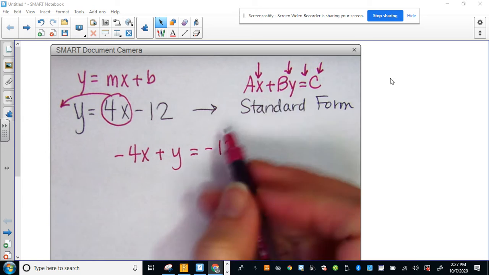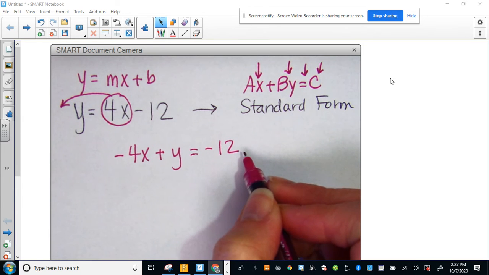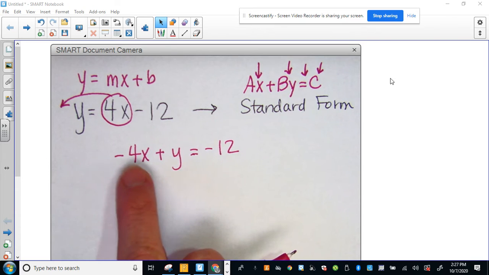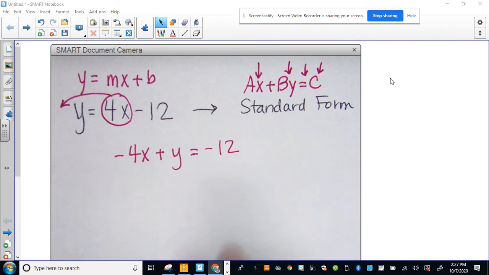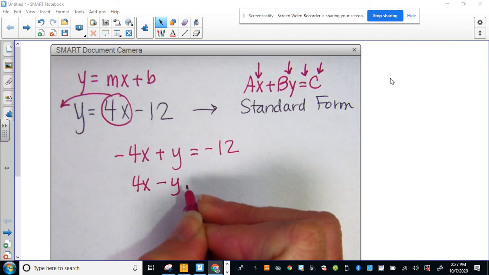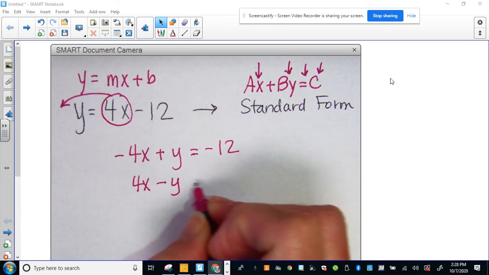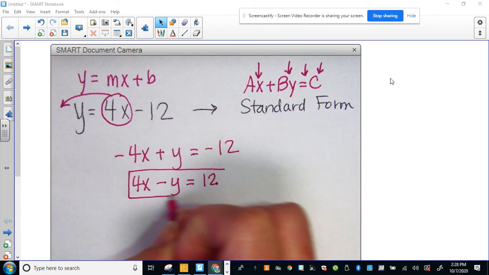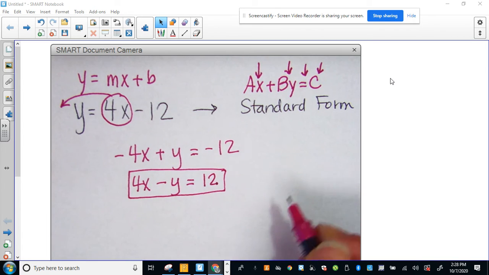So actually, some books and some programs would leave this and say this is in standard form. However, some textbooks will not leave this as a negative. They want this to be a positive. So instead, to make this a positive, everything else has to change. So here we're going to have a 4x, then a minus y, the opposite of that, equals the opposite of negative 12, which would be a positive 12. So that, or this, would be your standard form.